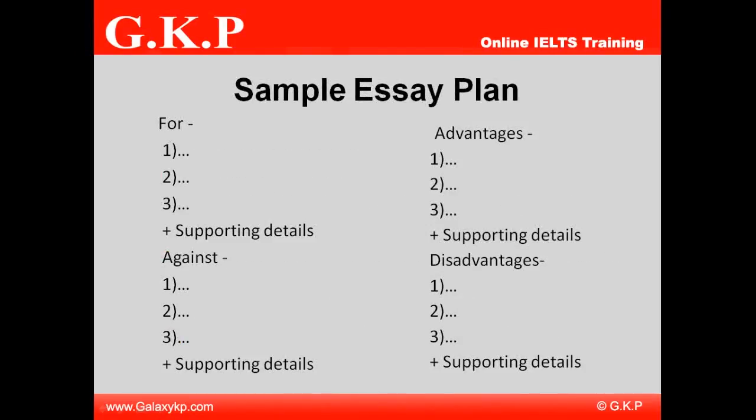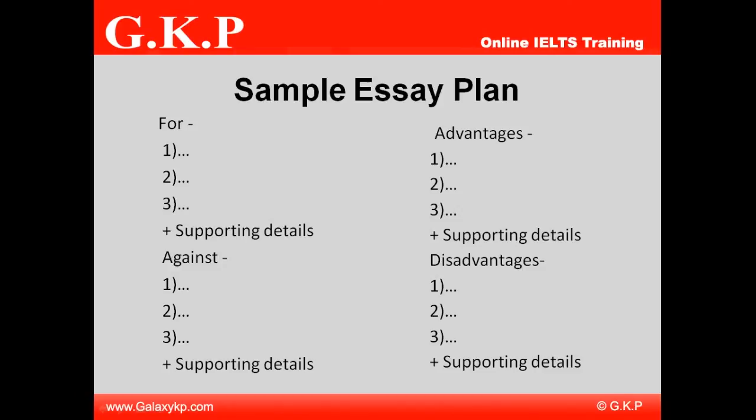All right, here's a sample essay plan. This is what you might write on a scrap of paper or in your notebook or whatever. Okay, you might have 2 sides. One side for, and then you have point 1, point 2, and point 3, plus supporting details or examples. Then the other side might be against: argument against 1, argument against 2, argument against 3, plus supporting details or examples.